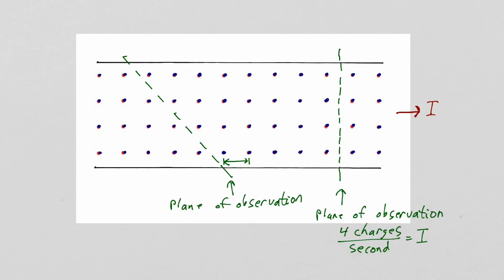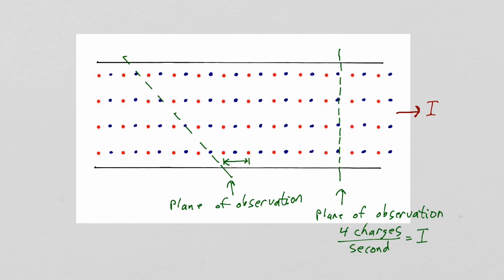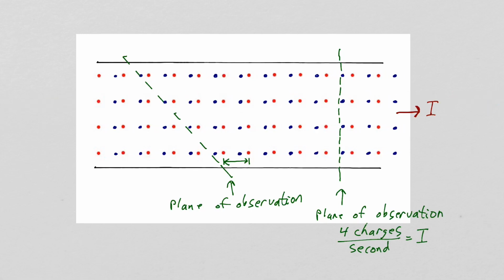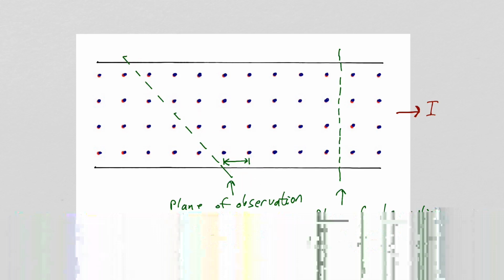Now select this as our plane of observation. In 1 second, we're going to have 4 charges go through. So for either plane, in 1 second, we'll have 4 charges go through it, so you would get the same current no matter how your plane cuts through your conductor.